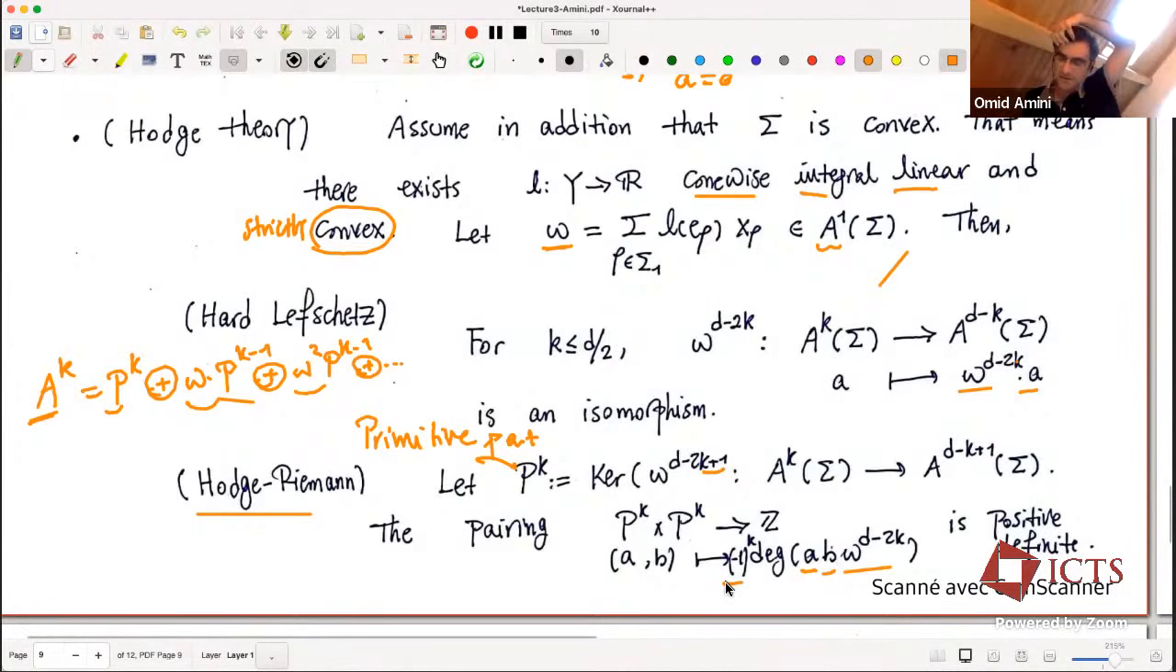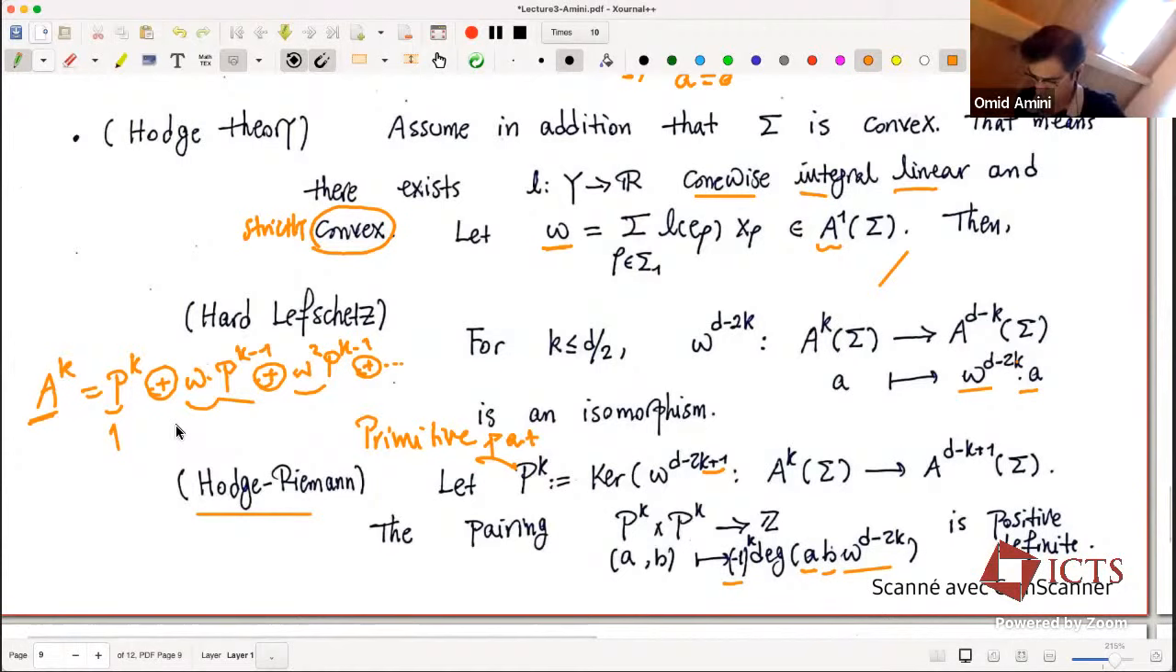When you multiply the pairing by minus 1 power K, it is positive here, then it becomes negative here, and then becomes positive, and so on. So it gives you, of course, the signature as soon as you know the dimension of these PKs.